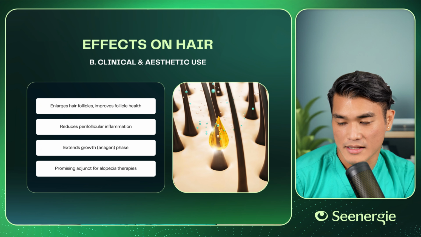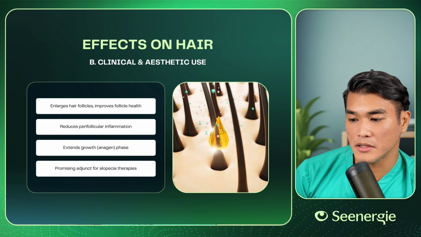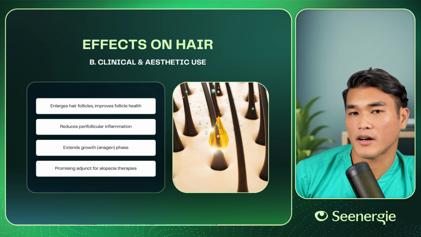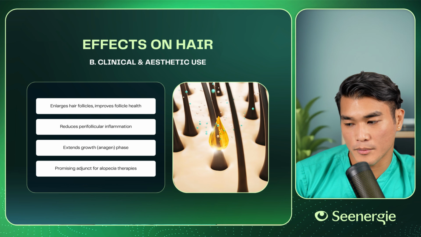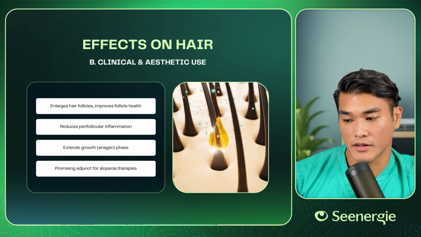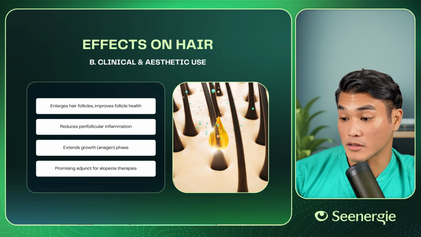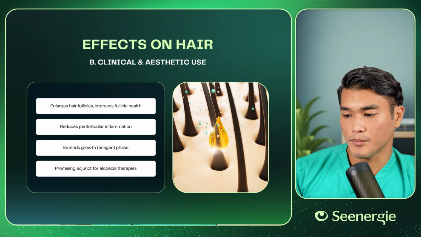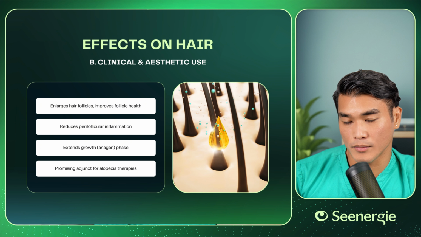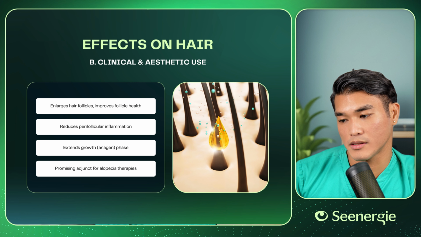For clinical and aesthetic use, GHK-Cu has been used in aesthetic practice, and there are a lot of preliminary human models to enlarge hair follicles out there and to improve follicle growth. So it makes it a very, very good candidate and adjunct for alopecia or hair loss therapies.